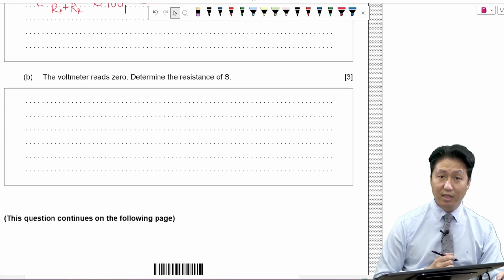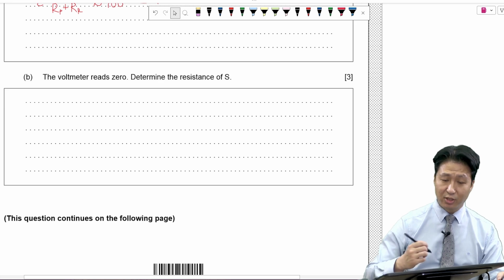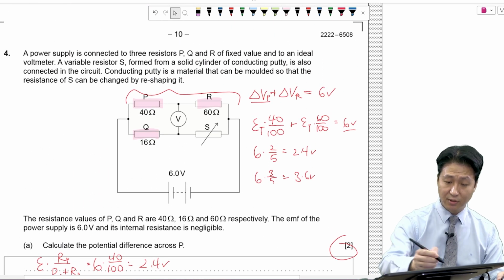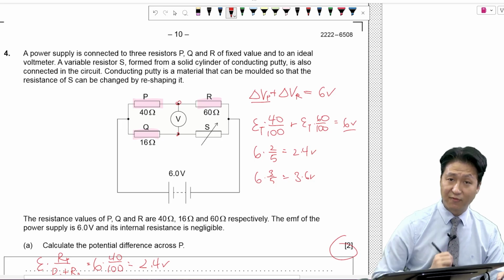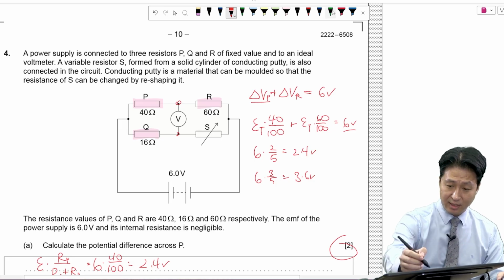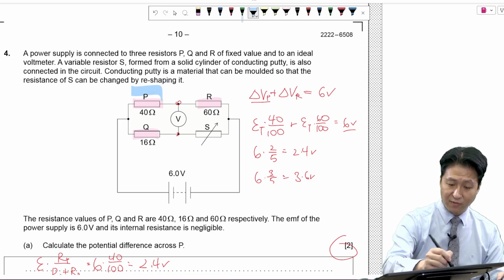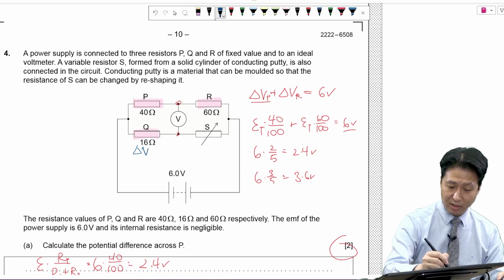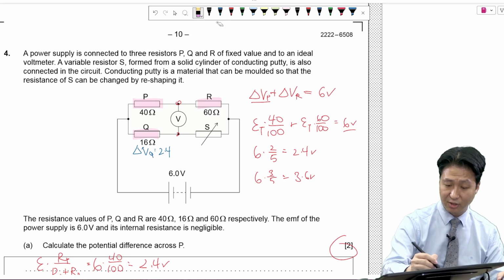B, the voltmeter reads 0. Determine the resistance of S. So if there's a 0 voltage difference here, it means that the voltage across here is the same as the voltage across P. So let's write that down. Here, the voltage drop at Q is 2.4 volts. And of course, that means the voltage drop across S is 3.6 volts.